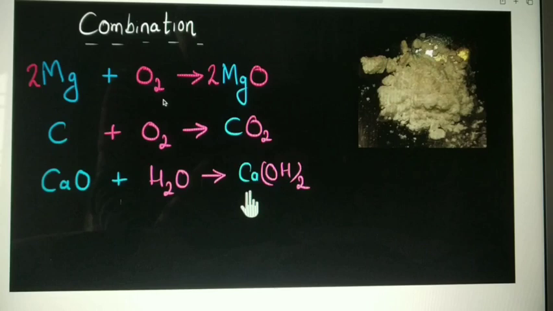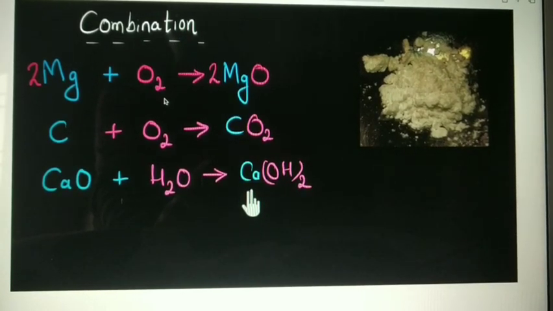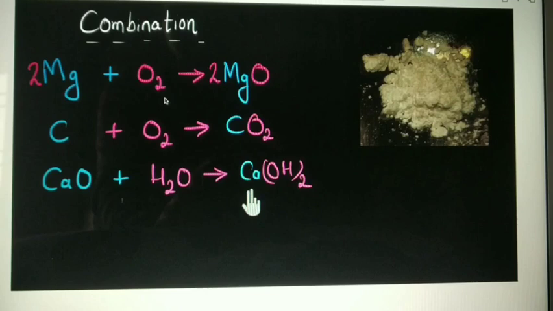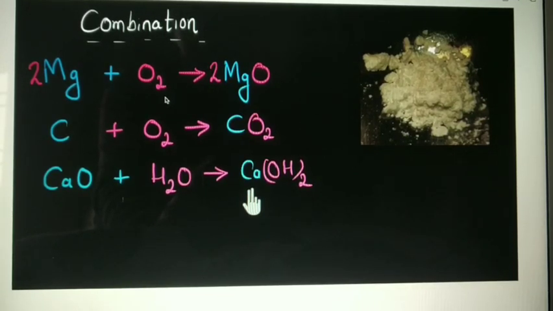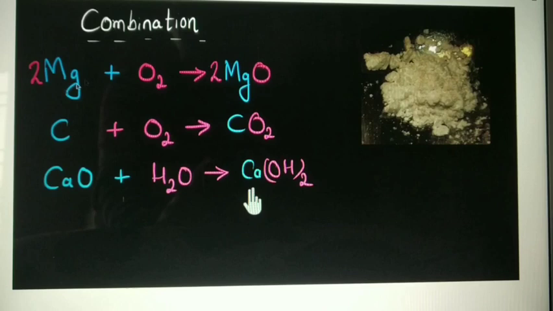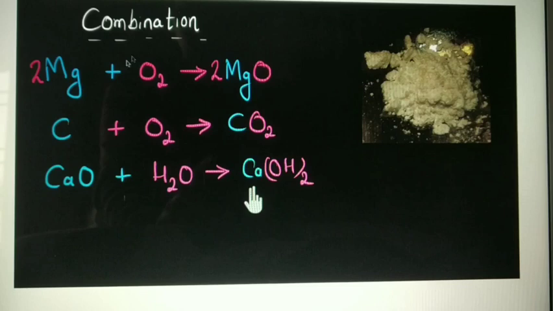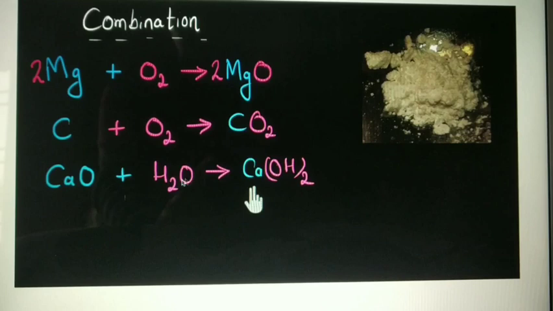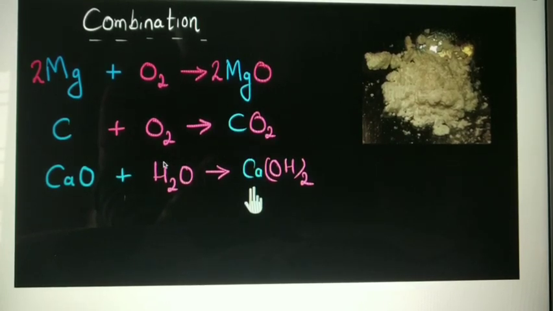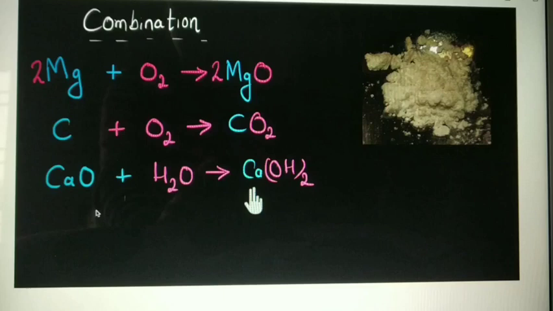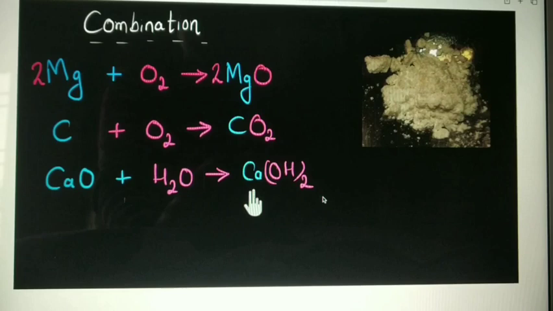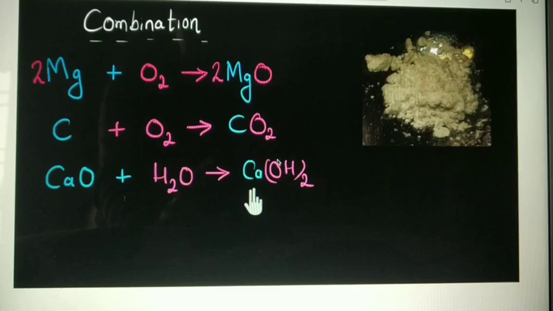Let's see the examples. Two reactants are there and only one product is there. 2 magnesium plus O2 gives 2 MgO. This is an example of combination, as magnesium and oxygen combine together to form magnesium oxide. C plus O2 gives CO2. This is also an example of combination reaction. And the next one, calcium oxide plus water gives calcium hydroxide. One product is formed from two reactants, so this is also a combination reaction.